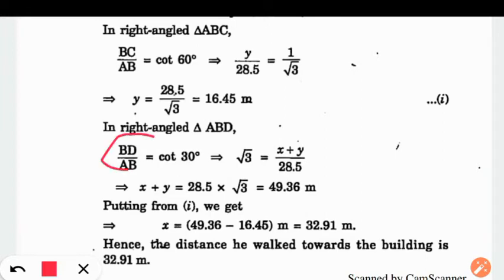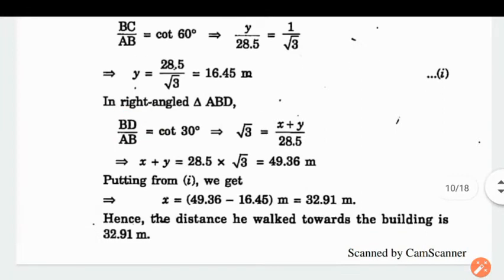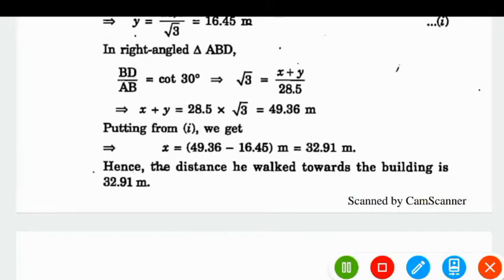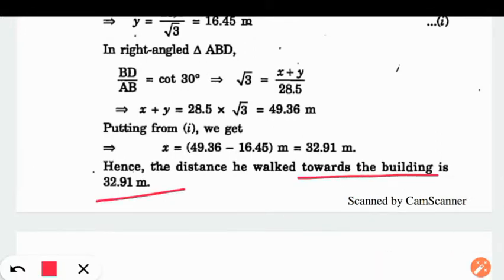So, by writing the values of all this, we will get root 3, and what is BD? BD is x plus y from the figure. AB is already known, 28.5, and we know the value of y. So, by putting the value of y, we will get the value of x. So, x is 32.91 meter, and that is what we are required to find. Hence, the distance he walked towards the building is 32.91 meter. Hope you have understood the solution.